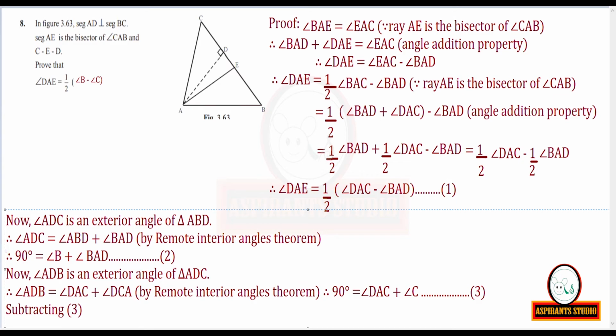Now look at the final answer what we want to prove. Inside the bracket you have angle B minus angle C. So we are going to do some trick. We are going to subtract equation 3 from equation 2. On the left hand side you get 0, 90 degrees minus 90 degrees is 0. On the right hand side you will get measure of angle B minus measure of angle C plus measure of angle BAD minus measure of angle DAC.